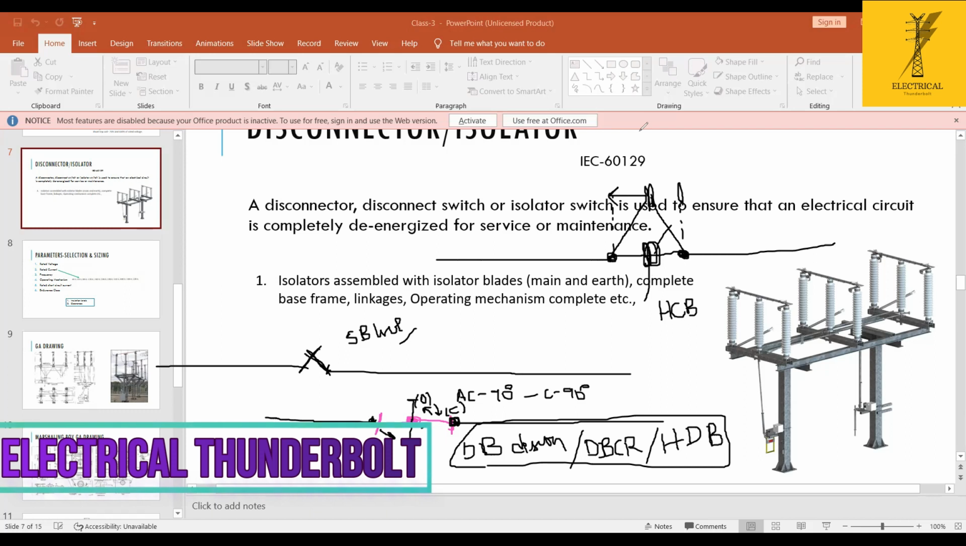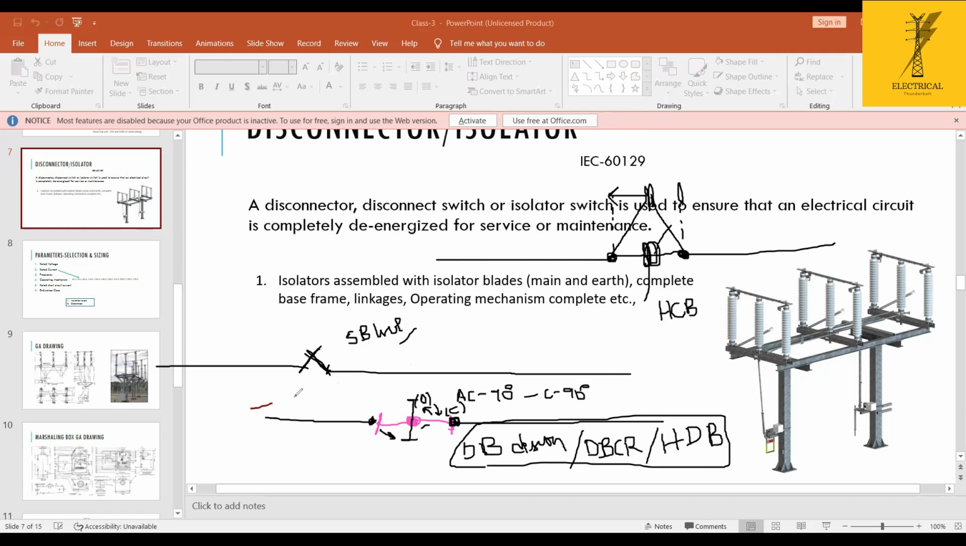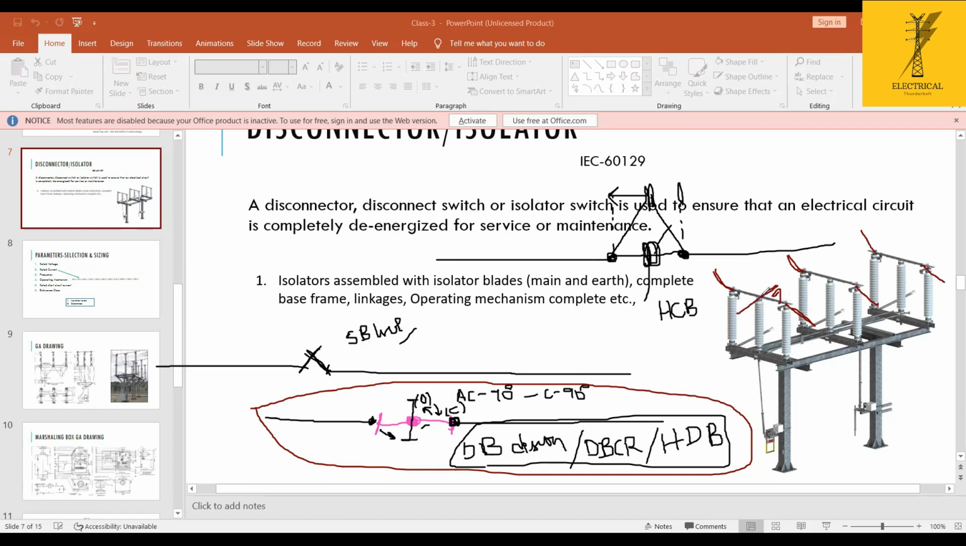So in all our course, in each and every segment, we are mostly talking only about the widely used one, the double break central rotate isolator. So this is the one. Let's assume this is the R phase outgoing, this is the Y phase outgoing, and this is the B phase outgoing. This is the blade which will rotate in this direction. After opening, all these blades will be in this direction.